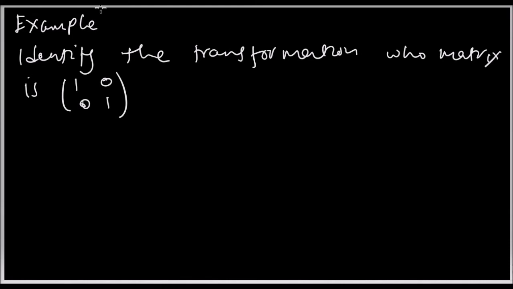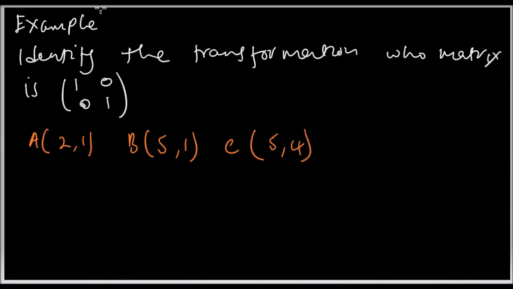So I'm going to use the same triangle. We have A at (2, 1), B at (5, 1), and C at (5, 4). Because we have done that, we can say the matrix formed by this is the matrix 1 0 0 1, and the matrix formed by the position vectors of this triangle, which you remember from the previous example, is 2 5 5 over 1 1 4.